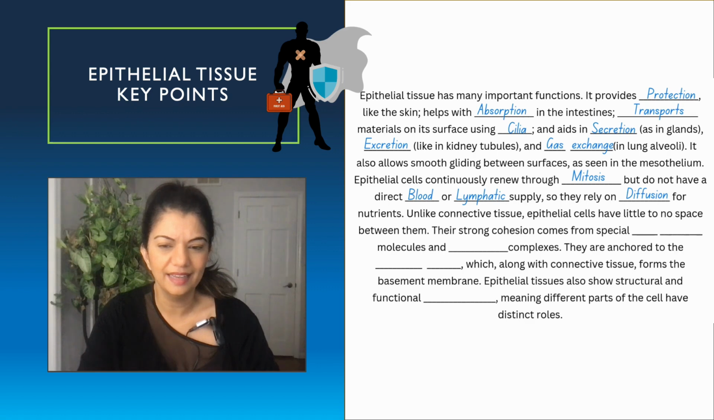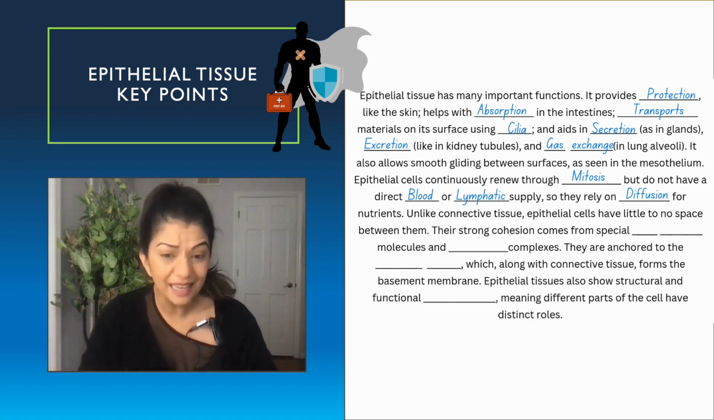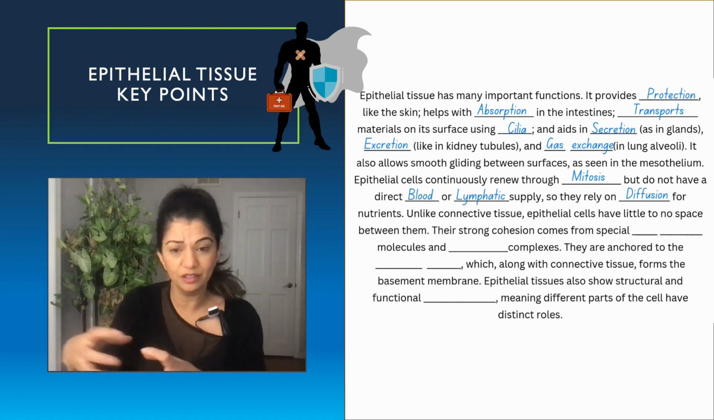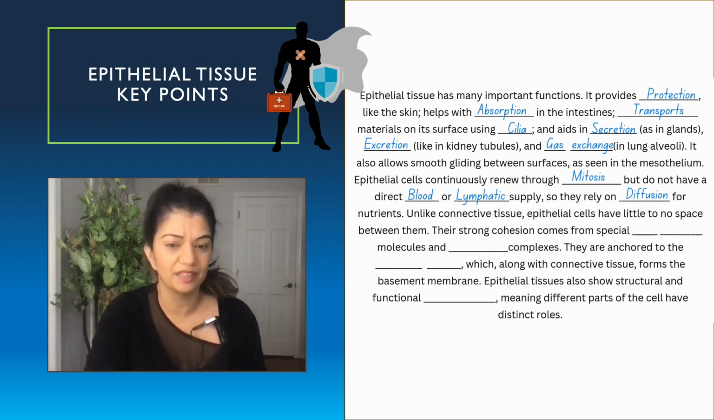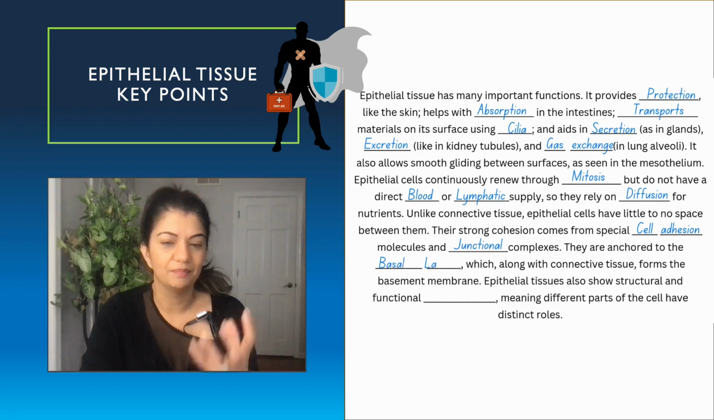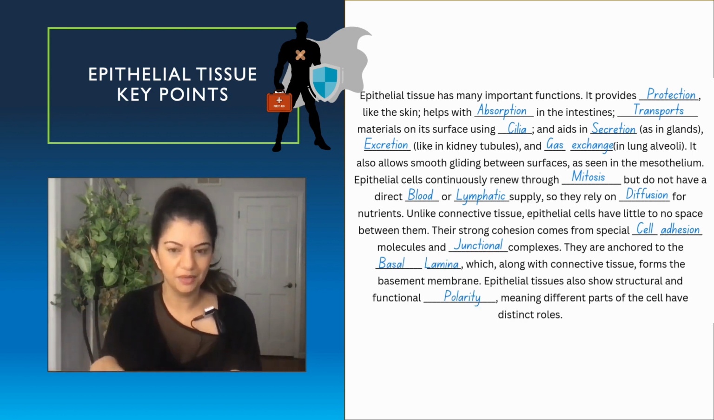And unlike connective tissue, epithelial tissue or cells have no space between them, right? There's no extracellular fluid between them. The cohesion that's very strong with epithelia actually comes from special cell adhesion molecules and junctional complexes that are anchored in the basal lamina, which along with connective tissue forms the basal membrane.